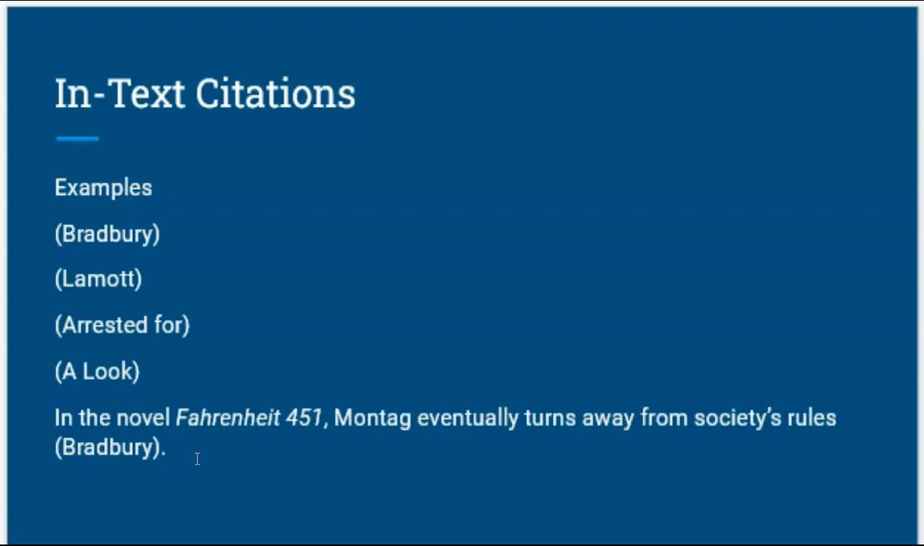So in the sentence, "In the novel Fahrenheit 451, Montag eventually turns away from society's rules (Bradbury)." So the citation is right here where it has the author's last name. It's inside of parentheses and the period goes on the outside of that. That's what an in-text citation is going to look like for 6th and 7th graders.